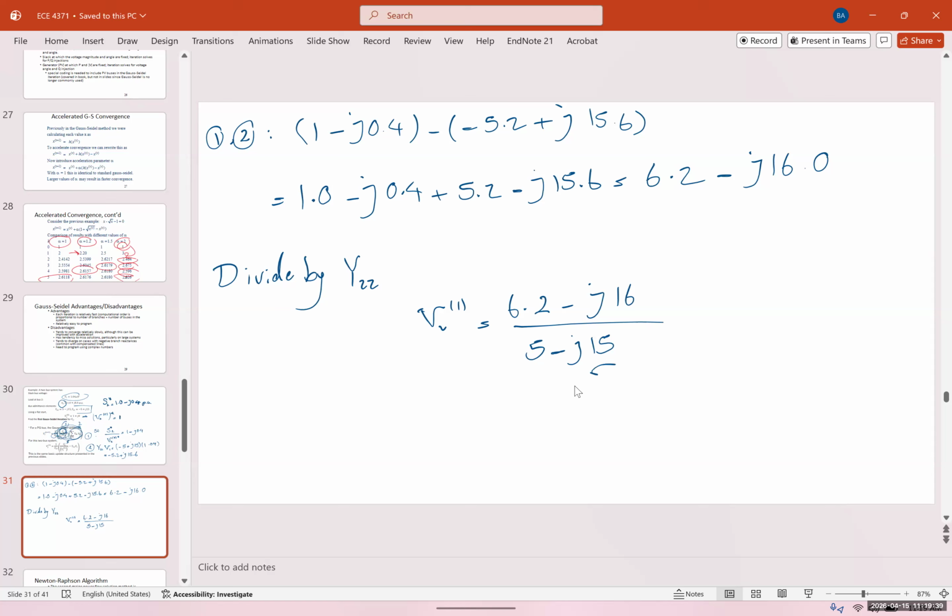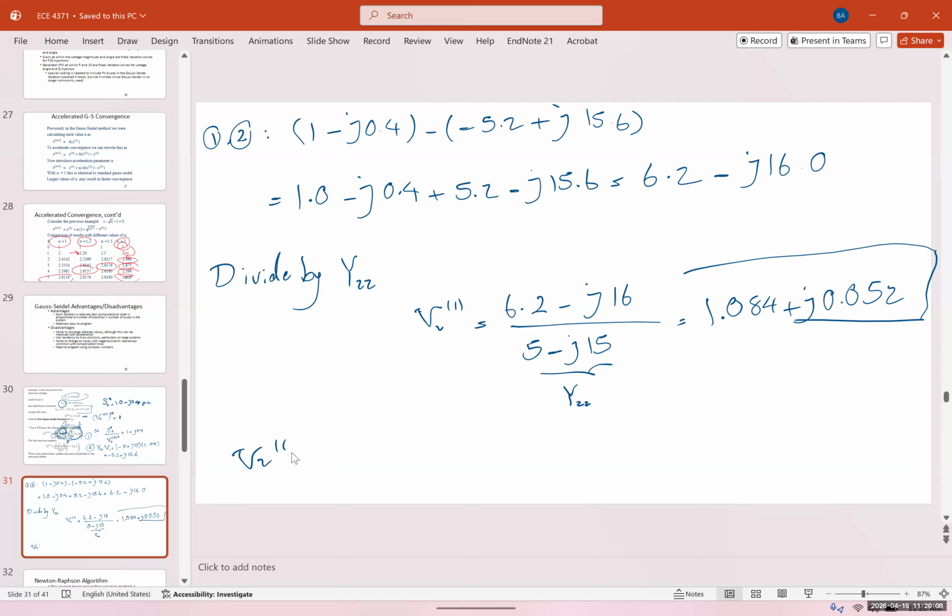Let me write that. Now, if we solve this, I already solved it, you can multiply it by the denominator and then find it. You would get 1.084 plus j0.052. I've calculated this, so my final answer would be this.